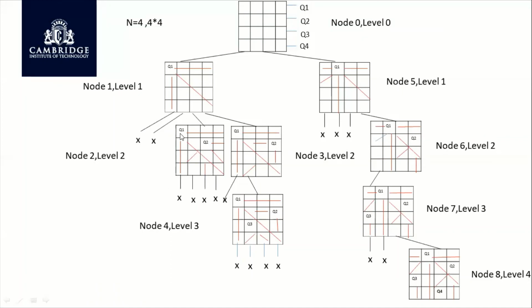Promising node, no, because it is not going to lead towards a complete solution. This is a promising node because it is leading towards a solution. This one, node 3, is not a promising node. This is a non-promising node.